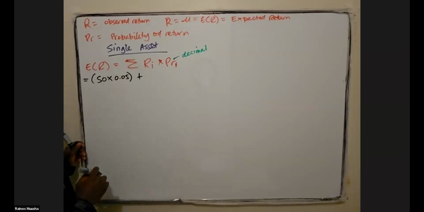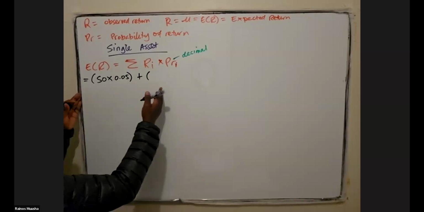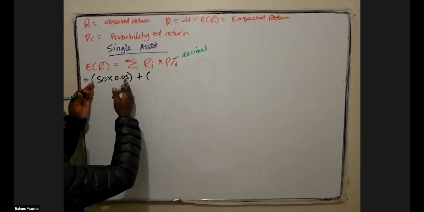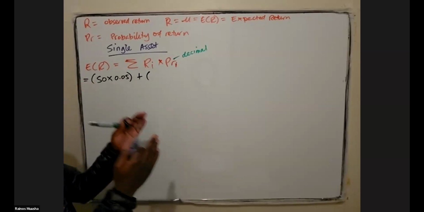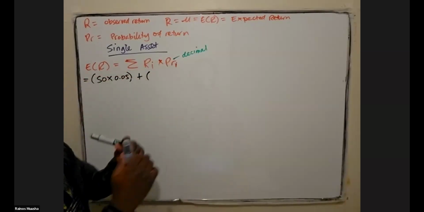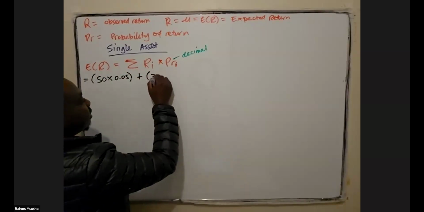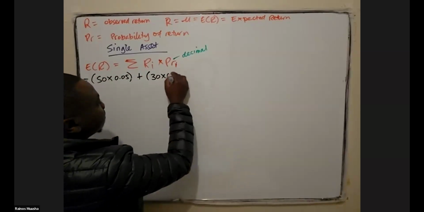Plus the second scenario. I'm just putting brackets to make it a lot easier, but remember with maths, multiplication comes first before you add. So I'm putting it in brackets so that it's clear that this is the first scenario, this is the second scenario, and moving forward, the next scenario, the observed return is 30%, multiplied by the probability, which is given as 0.25.